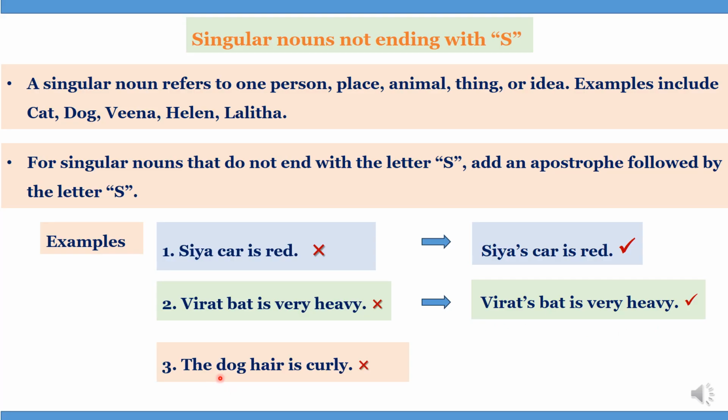Third example, the dog hair is curly. Again, this is wrong. Okay. Now, see this sentence. The dog's hair is curly. That is, we are adding an apostrophe and letter S after dog. Now, this is grammatically correct.